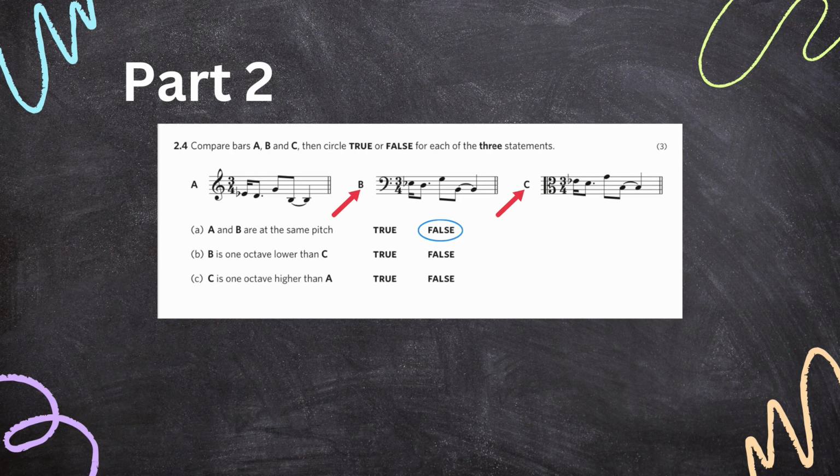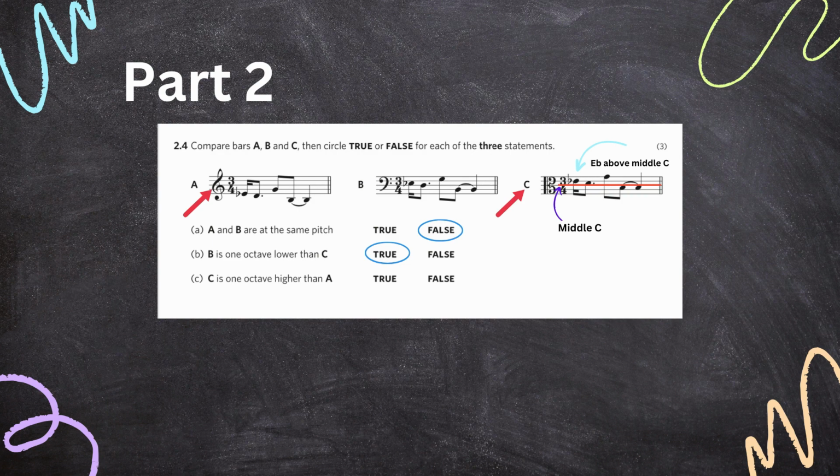The second statement says B is 1 octave lower than C. Passage C is in alto clef. Remember that the third line is the middle C. Here, this E flat is the one above middle C. Passage B starts at the E flat below middle C. Therefore, B is 1 octave lower than C. The answer is true.